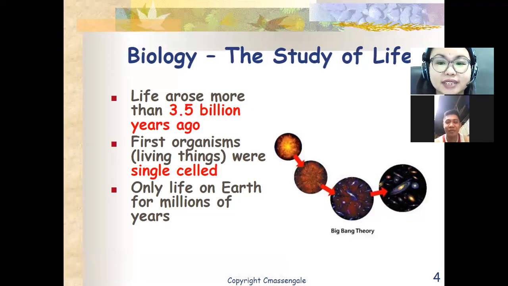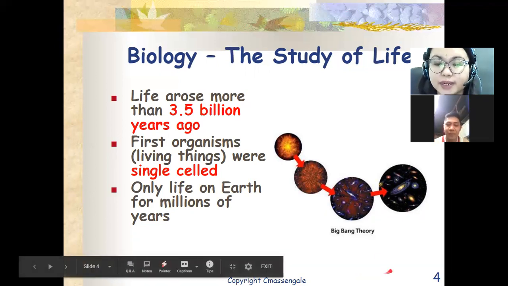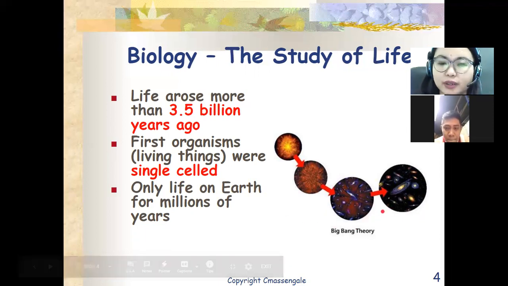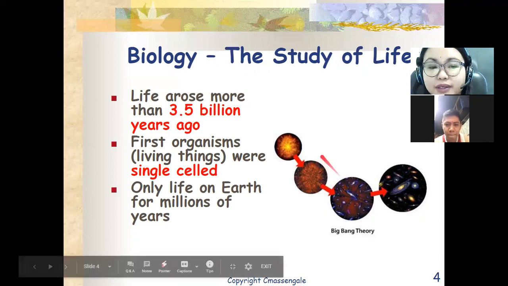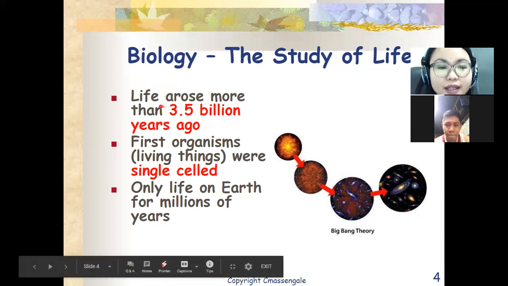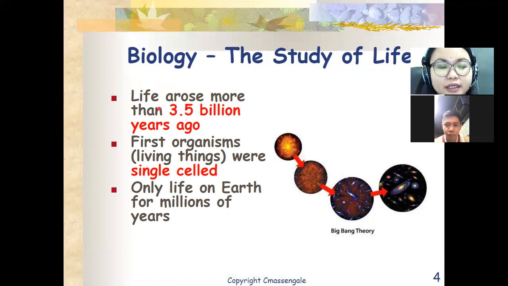So this is what science explains about how life started. It started from the Big Bang theory, wherein the Earth, or even the universe, was formed through a big explosion. That's the Big Bang theory, and then there was life, about 3.5 billion years ago.